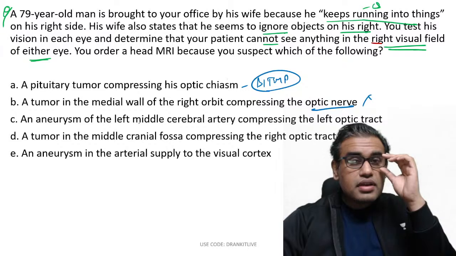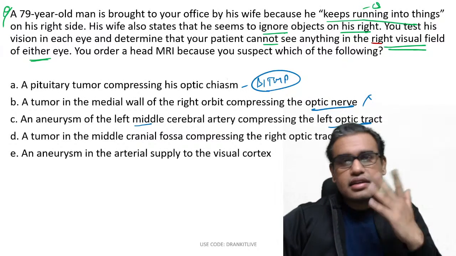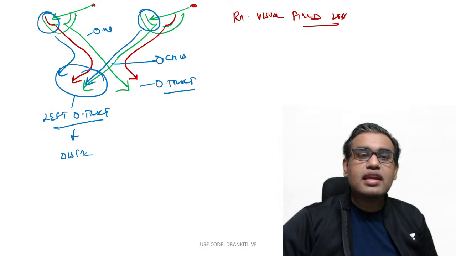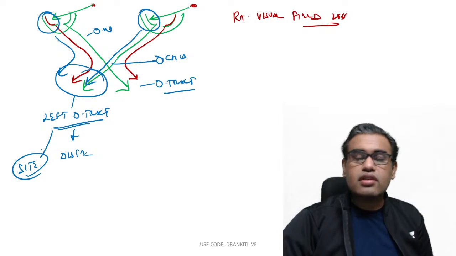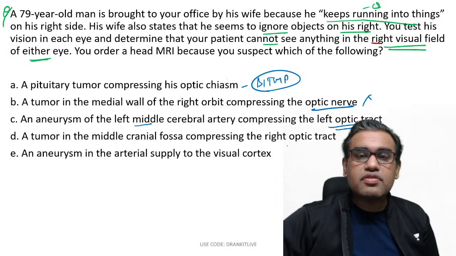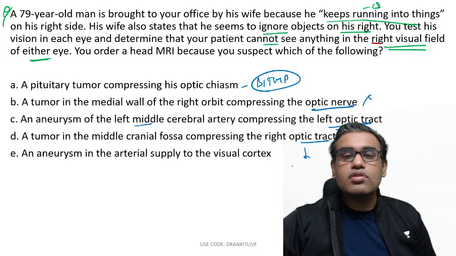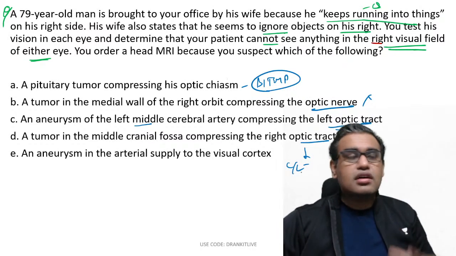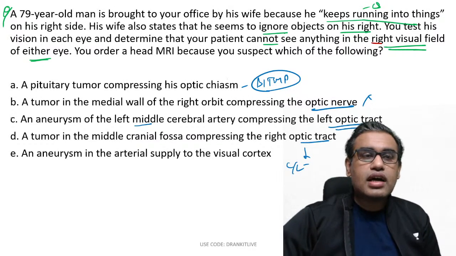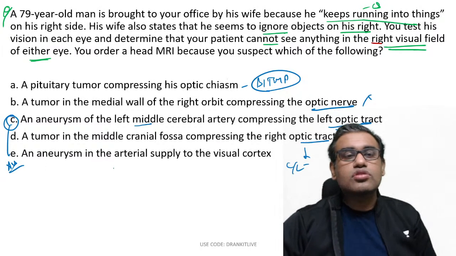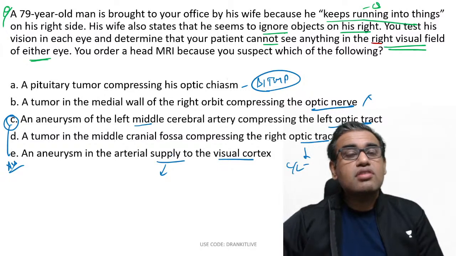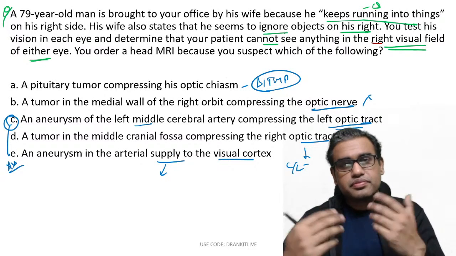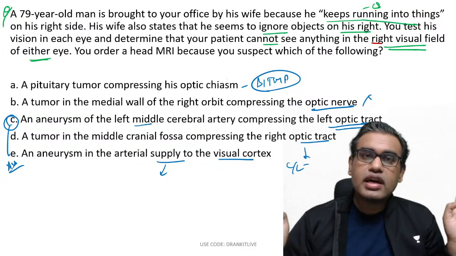Aneurysm of the left middle cerebral artery compressing the left optic tract. That would be the site of the lesion. Tumor in the middle cranial fossa, compressing the right optic tract, would lead to contralateral, meaning opposite side, that is left-side hemianopia. Therefore, the answer is option C. Last option, aneurysm in the arterial supply of the visual cortex: apart from macular sparing, the eyes will be gone.